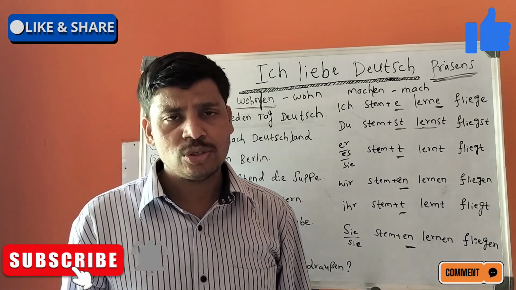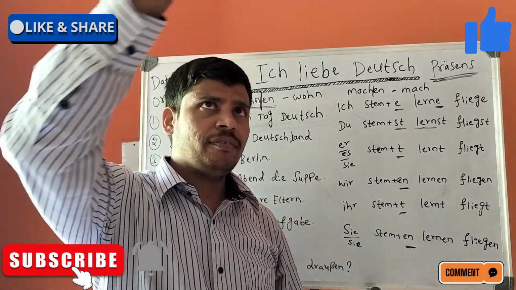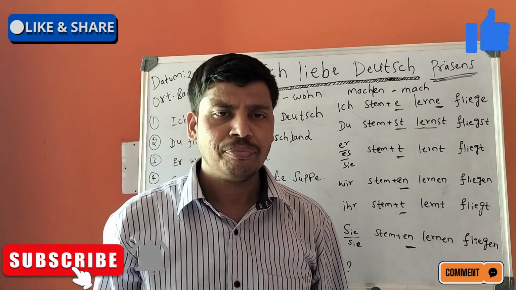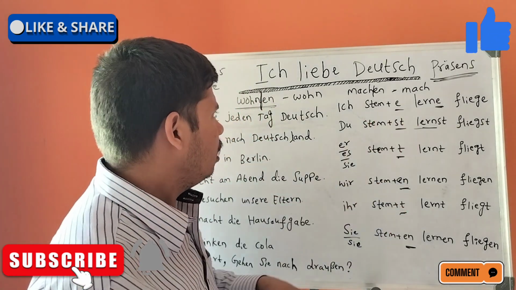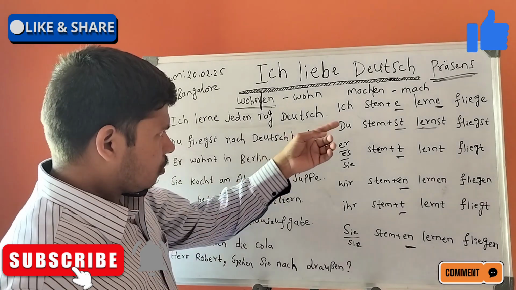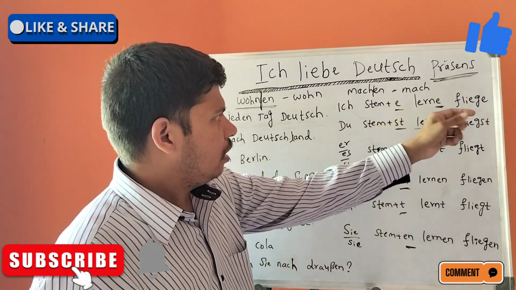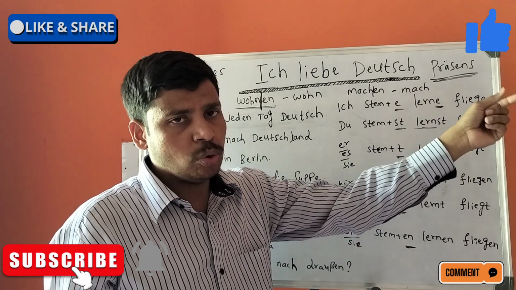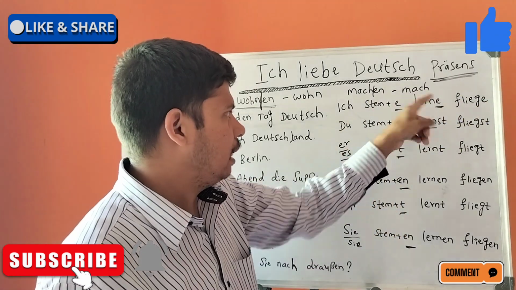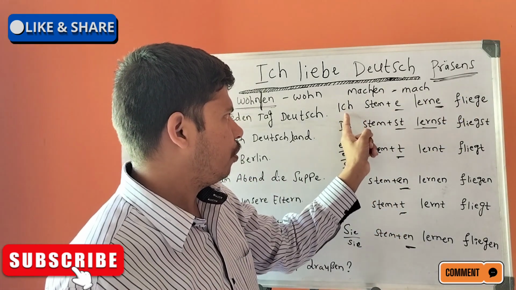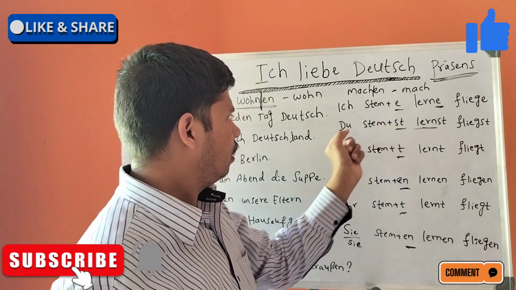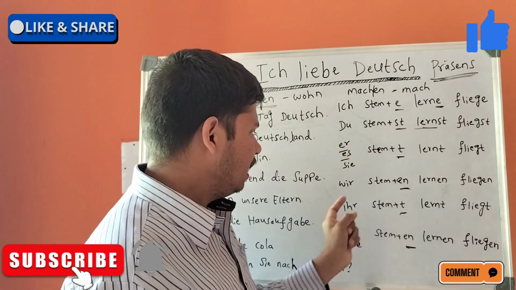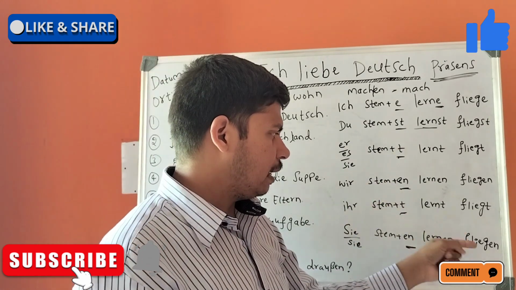Fliegen is to fly. Ich fliege nach Deutschland. I am flying to Germany. If you take the stem, if I remove the en, flieg becomes the root word or the stem. For flieg, if I add e, it becomes the conjugation for ich. Ich fliege, du fliegst, er fliegt, wir fliegen, ihr fliegt, sie fliegen.